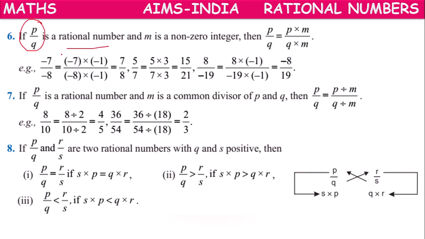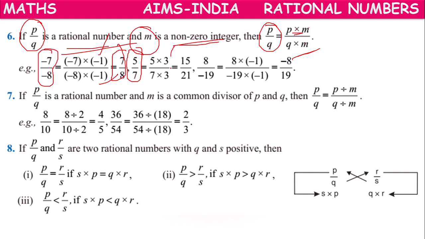Suppose p by q is a rational number and m is a non-zero integer, then p by q can be written as p into m by q into m. With the same number we can multiply. Minus 7 by minus 8 is there. With the same number minus 1 by minus 1 we can multiply. Its value does not change. Suppose 5 by 7 is there. With the same number 3 we can multiply. 15 by 21 equals 5 by 7. 8 by minus 19 is there. We can multiply with minus 1 by minus 1.